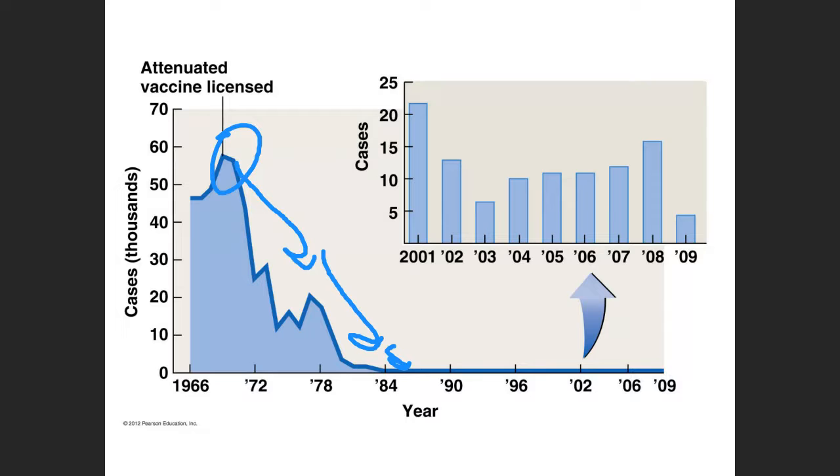But one thing that has been occurring since the early 2000s is a slight trend of increase in the cases of rubella. It's not a big trend, but the primary thing being attributed to it is people, for whatever reason, not wanting to vaccinate their children. But again, you can see that vaccination is important.